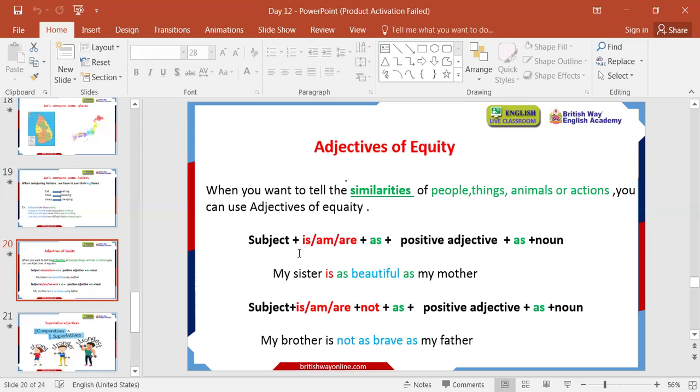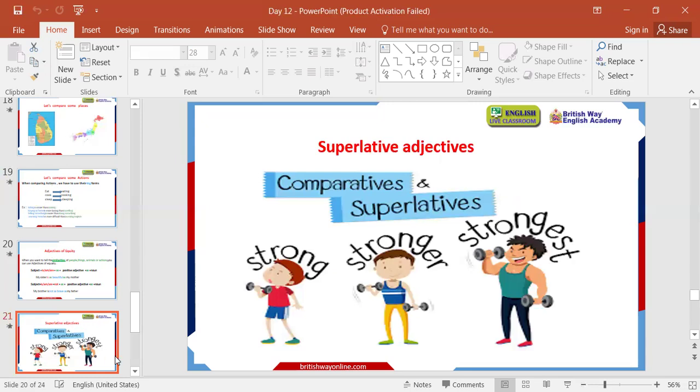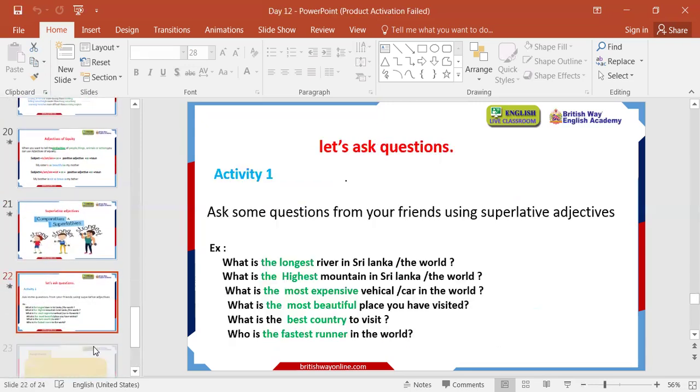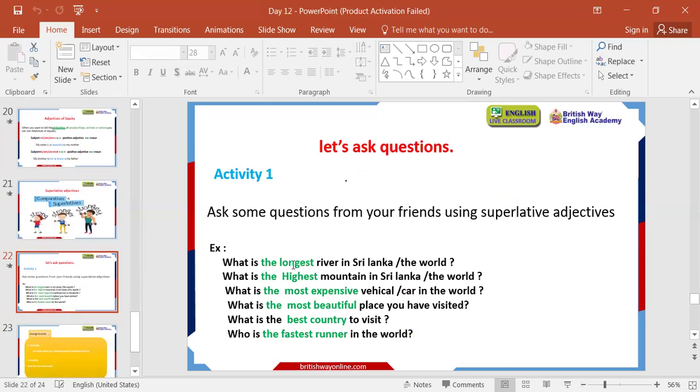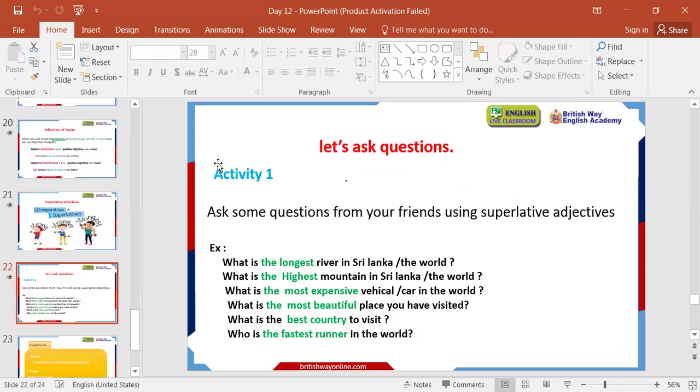Now is that clear, how to talk about similar qualities? Then we'll talk about the superlatives. If you want to talk about the best of anything, you can use the superlatives. When you use a superlative, you have to add est, and before that you have to use the.